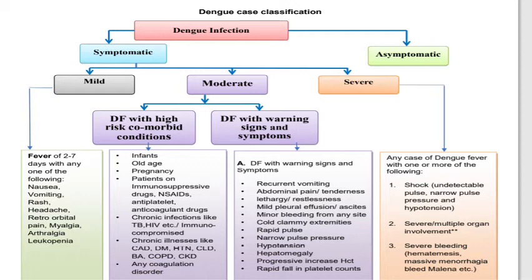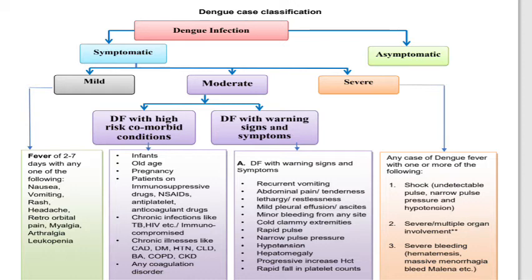And the warning signs and symptoms include recurrent vomiting, abdominal pain and tenderness, lethargy or restlessness, pleural effusion, ascites, minor bleeding from any site, cold clammy extremities, rapid pulse, narrow pulse pressure, hypotension, hepatomegaly, progressive increase in hematocrit, and rapid fall in the platelet counts.